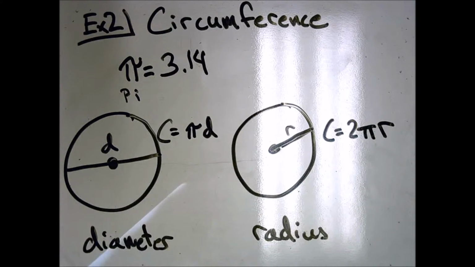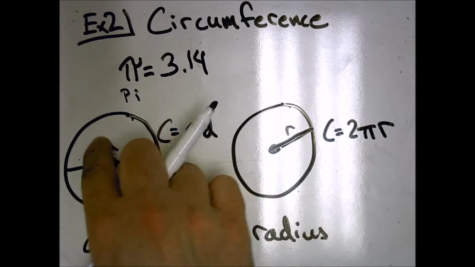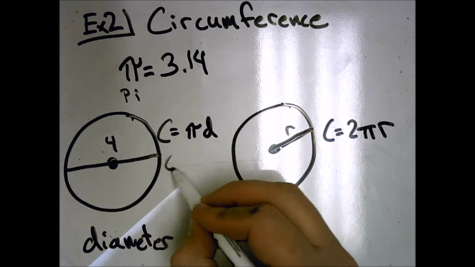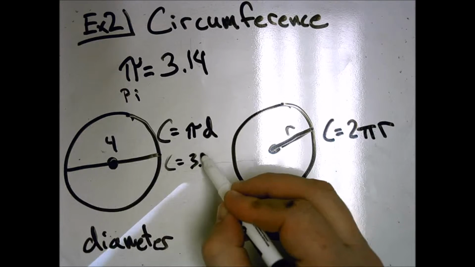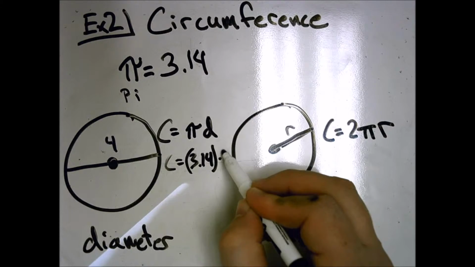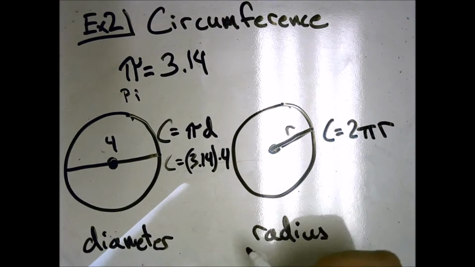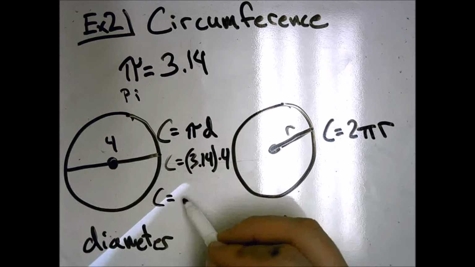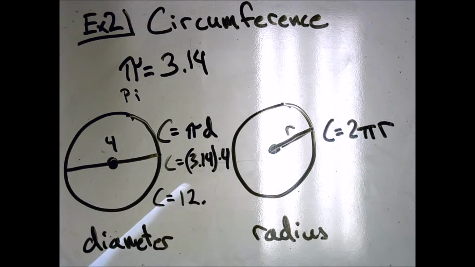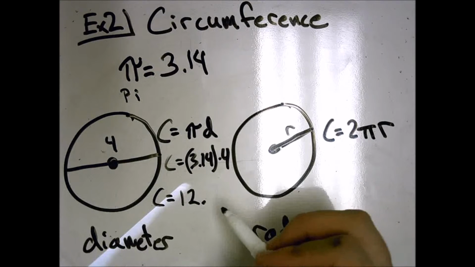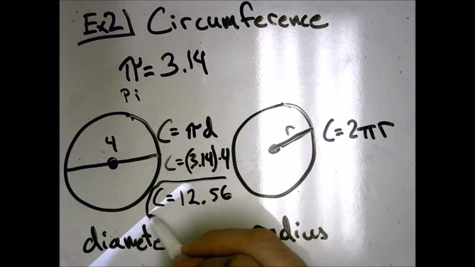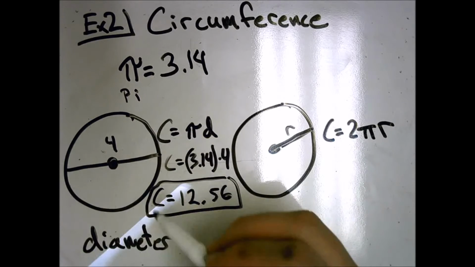So, if the diameter of the circle is 4, you just have C equals 3.14 times 4. Plug that into your calculator, you get a circumference of 12.56. That's how long the string would be to go around this circle.